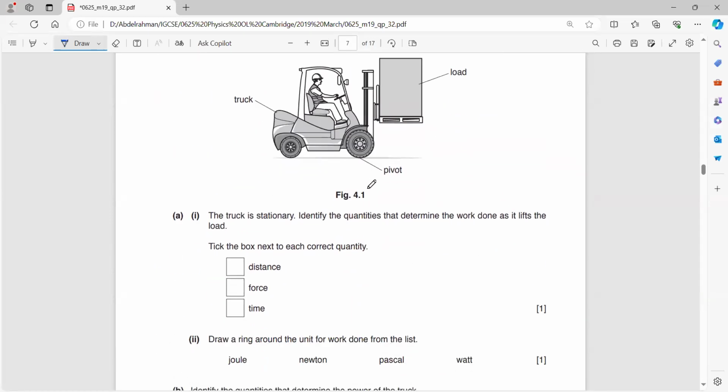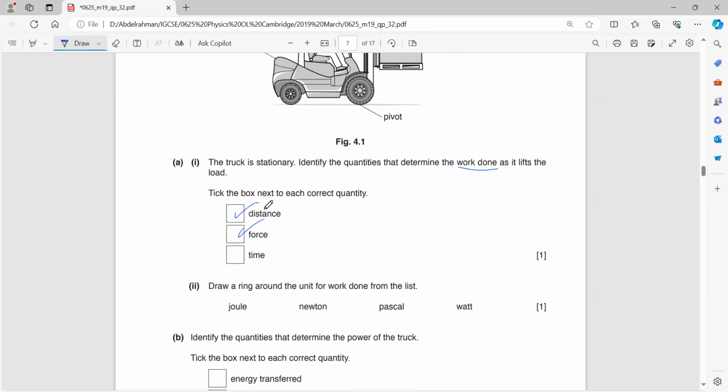The truck is stationary. Tick the box next to each correct quantity. I need to determine the work done. I need to determine the distance and force. Draw the ring around the unit for the work: Joules.